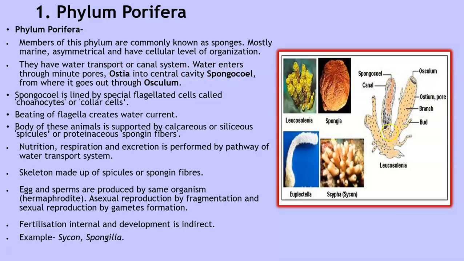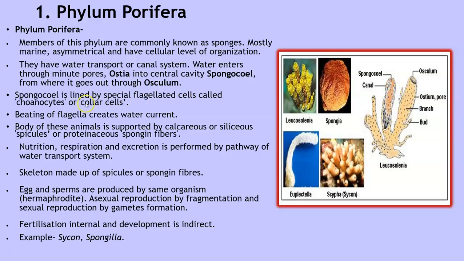Water enters, this is the canal. If you have a look at this image here, you can see this is the canal shaped structure that they have. Now, water enters through the minute pores, ostia, into the central cavity called the spongocoel, from where it goes out through the osculum. Get back to this image here. See, this is the canal that is there. Water enters through these pores which are called ostium, and it leaves the body out from this opening which is called osculum. This entire cylindrical cavity is called the spongocoel.